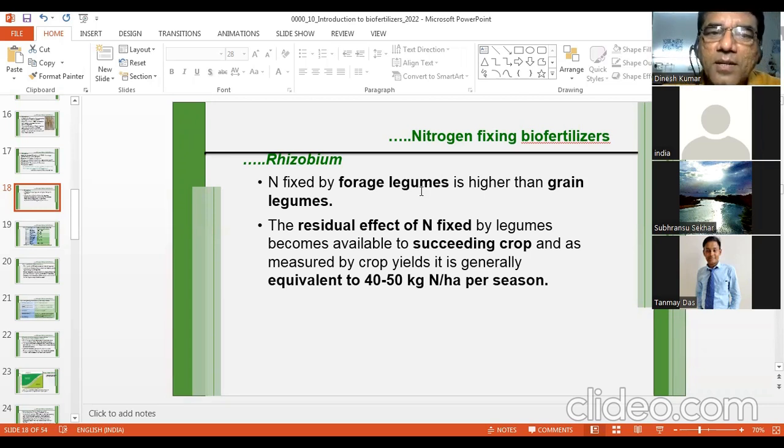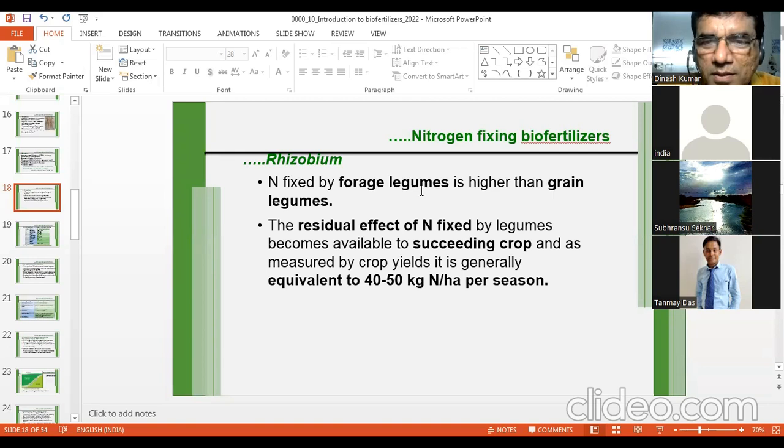So now the question is that nitrogen fixed by forage legume is higher than the grain legume. So what is the reason? I want to know. What is the reason that forage legume like berseem or alfalfa fix more nitrogen than grain legume? Let's see your green gram, black gram, red gram, yellow gram, whatever is there. So any guess from anybody?